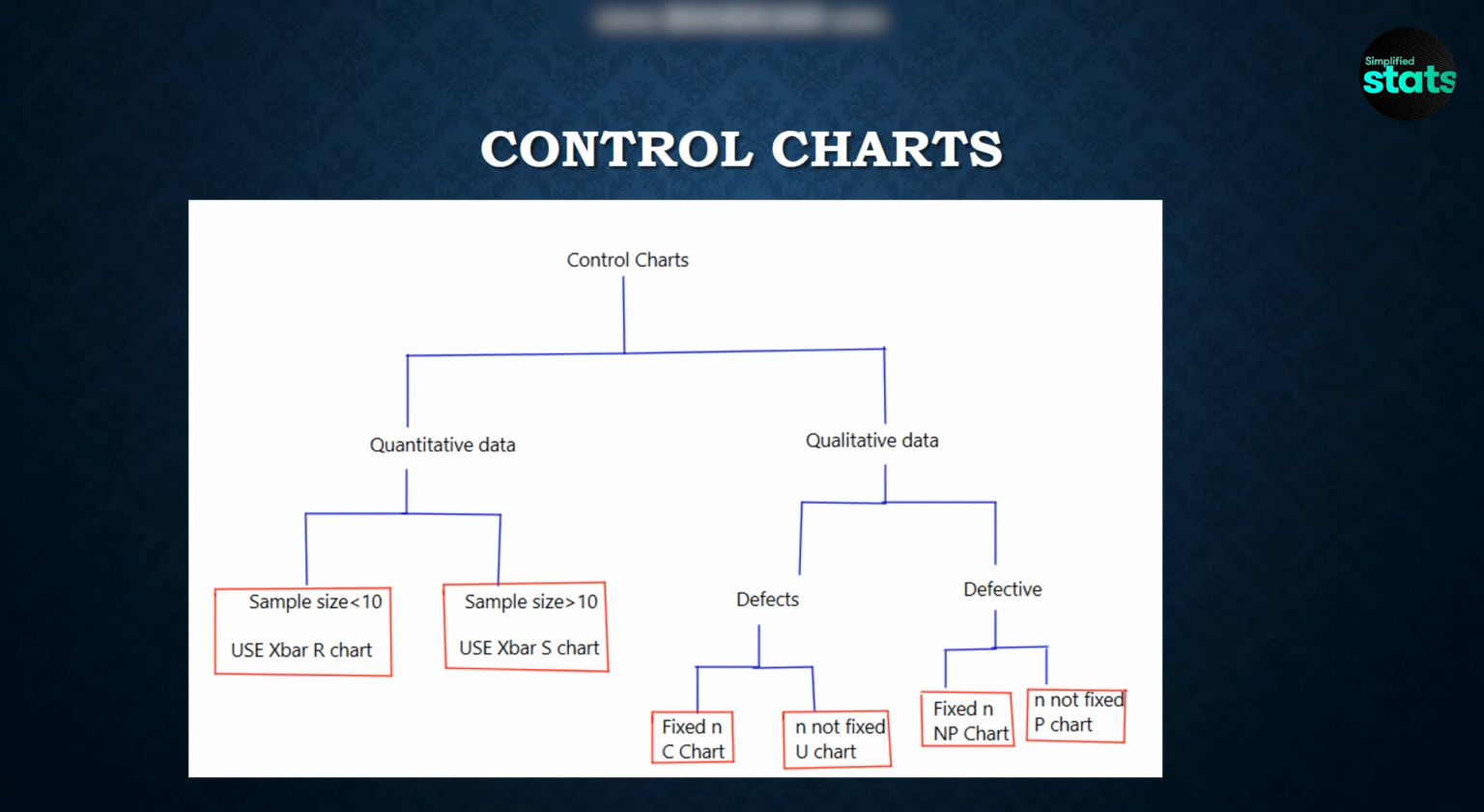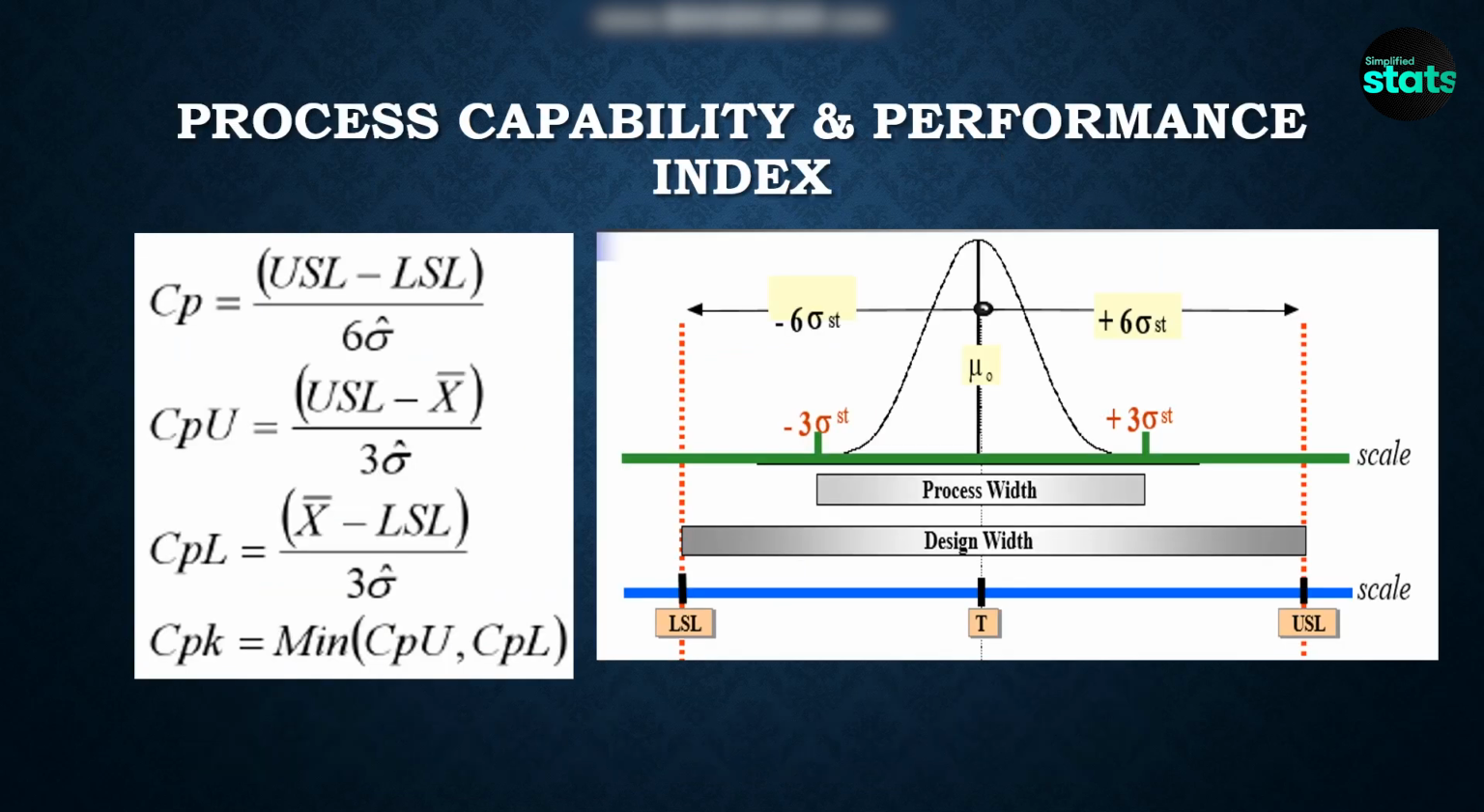If it is qualitative, based on whether you're counting defects or defectives, you can use C and U chart or NP and P chart. So what understanding you should have is what kind of data you have and which control chart specifically applies to it. Once you find the specific control chart, you can just go through the tools of the software and click on that chart and get the control chart. The interpretation of all the control charts is exactly the same irrespective of whether it's for defectives, whether it's for quantitative data, or whether it's for defects.